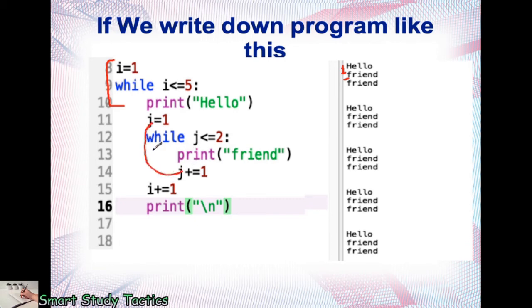Repeat the condition. 2, 2 equals 2. Yes, absolutely. Print 2 "friend". Okay. Then it will come to this line. It will increase the value of I. I becomes 2. Now it will reach here. I becomes 2. Then it will print "hello" again, 2 "hello".